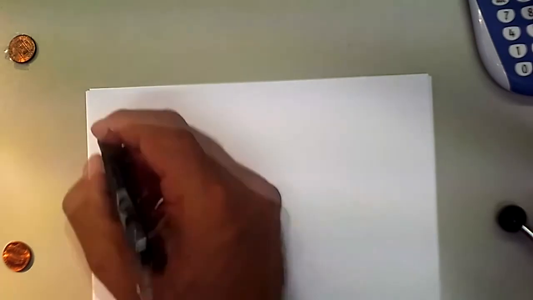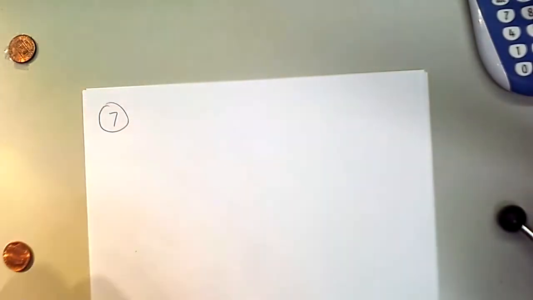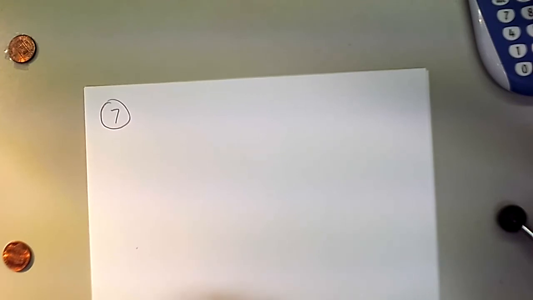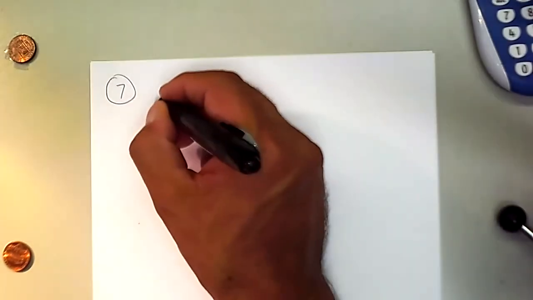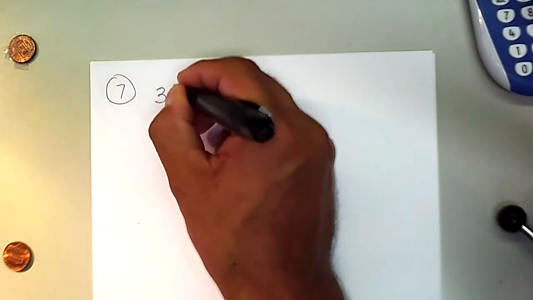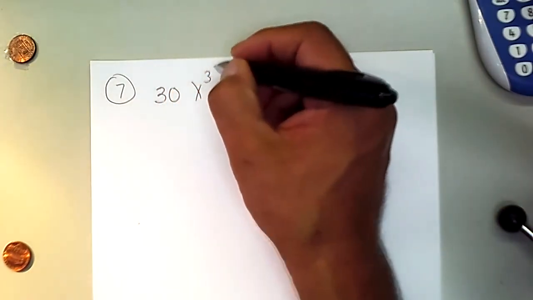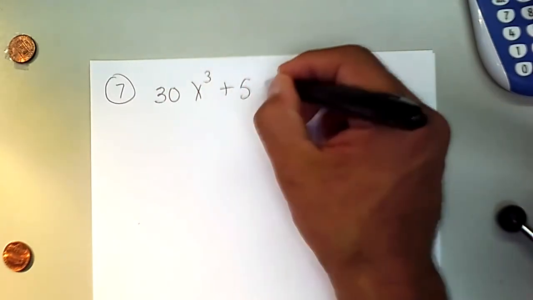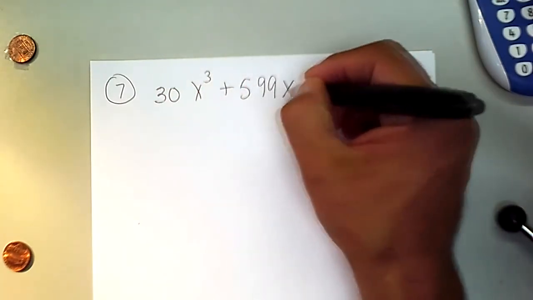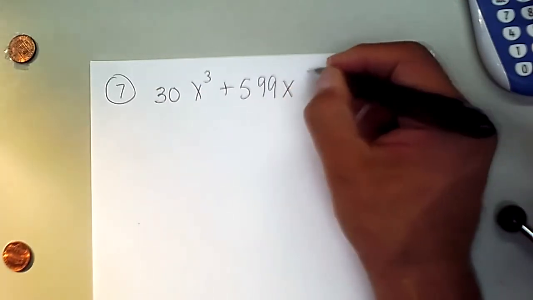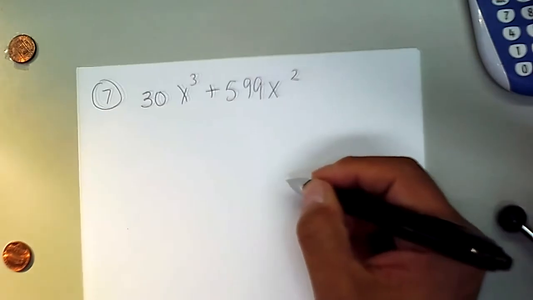Another example, 7. Let me make sure my numbers are correct. That was example 6, yep. So example 7. Whoa, this is a big example. Let's see. 30x cubed plus 599x squared, boy, minus 20x equal to 0.